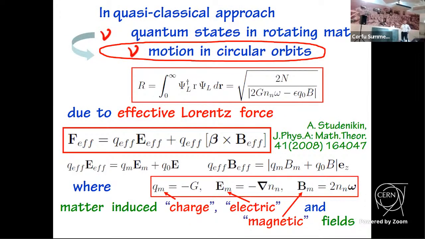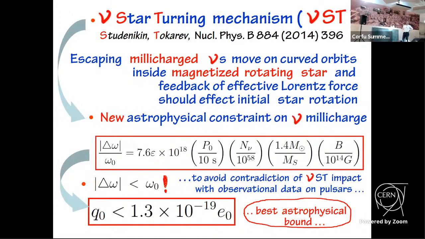In the classical treatment, it is possible to describe this as the effect of some kind of Lorentz force, which has an electromagnetic part and a matter part that depends on the rotation and the gradient of density. And using this, we introduce the so-called neutrino star-turning mechanism. Escaping millicharge neutrinos, when they are moving on a circular orbit inside the magnetized rotating star, produce a feedback of the Lorentz force that can influence the rotation. From very conservative criteria, just to avoid contradiction of the impact of this neutrino star-turning mechanism with the observations of pulsars, we get this bound. The millicharge of the neutrino should be less than 10 to minus 19. This is the strongest astrophysical bound, 2 orders of magnitude weaker than the maximal constraint obtained from neutrality of the hydrogen atom.